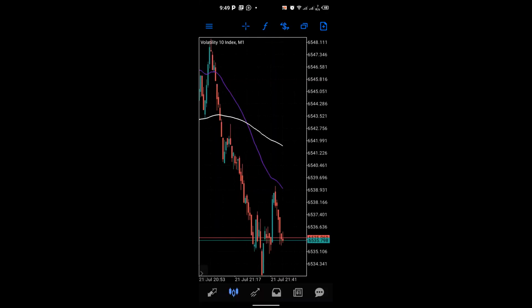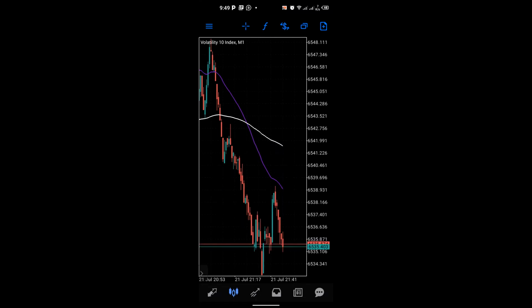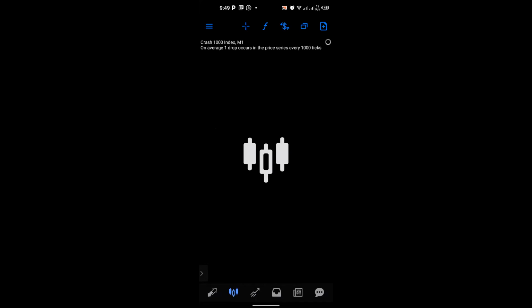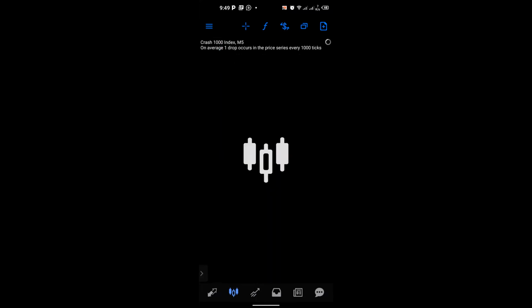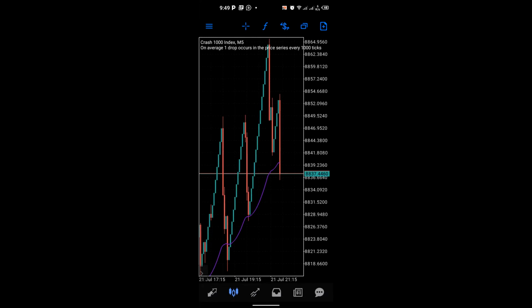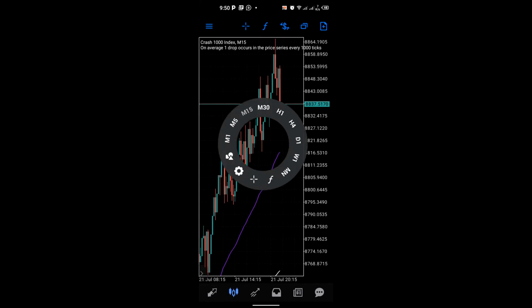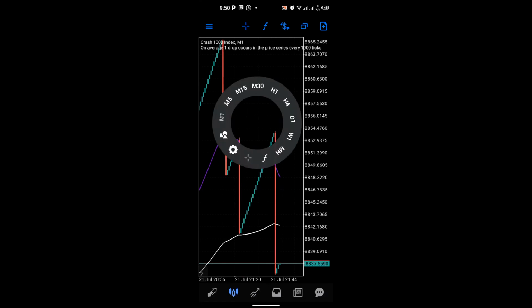What do you want me to spot? We want to spot a support trend line. We want to draw a trend line on Crash 1000, 1 minute. Is that correct? Yes, sir. Okay. So let me go to 5 minutes or 15 minutes. What time frame should I use? Please, 4 hours. Okay, 4 hours.